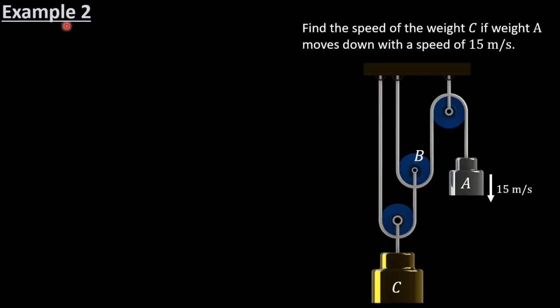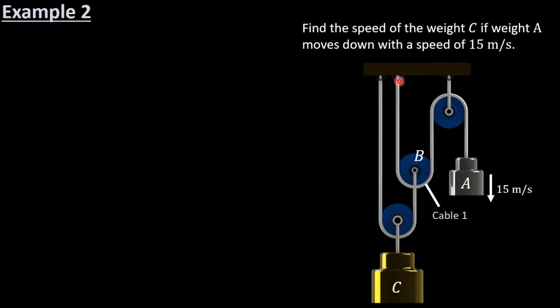Example 2: find the speed of weight C. There is weight C, and there's weight A, or particle A. We're treating both as particles. If weight A has a speed of 15 meters per second, and we're saying downwards this time is positive, so I just switched it up. It doesn't matter whether we say down is positive or negative, or up is positive or negative. As long as you're consistent in your calculations, you will get the right answer.